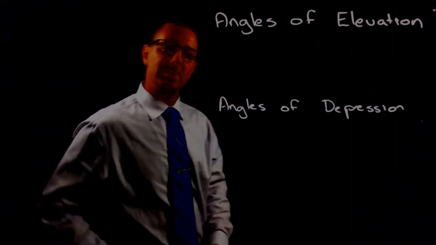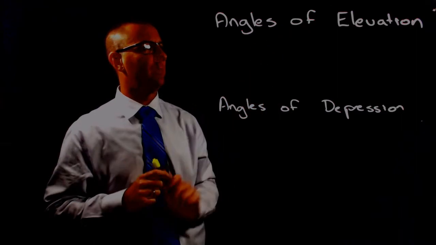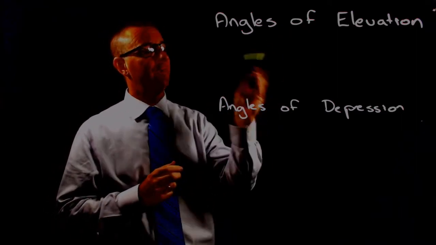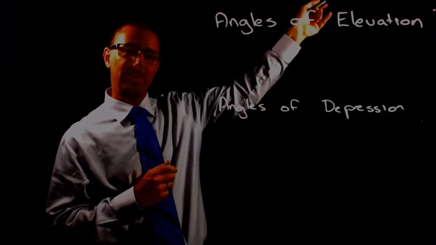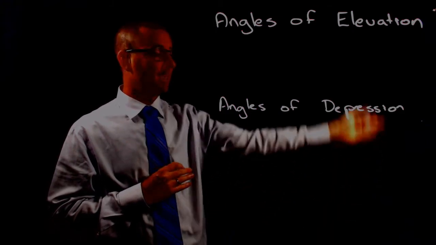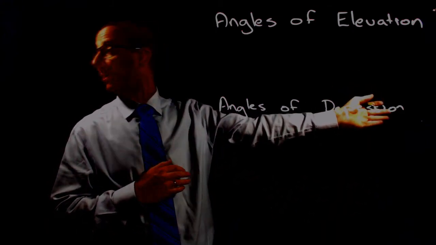What we're going to do in this short video is explain the difference between angles of elevation and angles of depression. Quite simply, angles of elevation would be when you're looking up at something. Angles of depression would be the angle you're looking down at something. Now, both of those are relative to the horizontal.